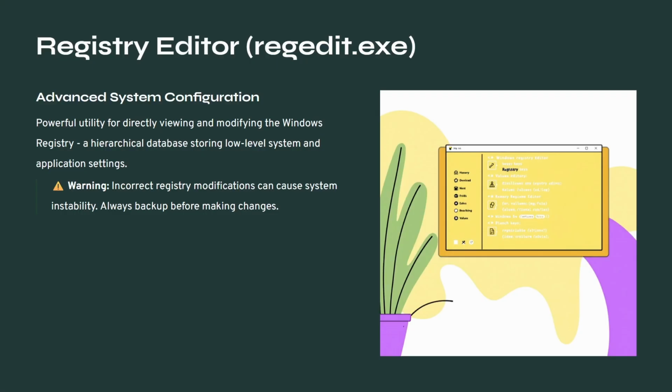Okay. Registry editor. So this is advanced system configuration. Be careful with this one. It's a powerful utility for directly viewing and modifying the Windows registry, which is a hierarchical database storing low-level system and application settings. If you do not manage this correctly, you can cause significant system instability. So make sure you back this up before making any changes. All right. But just know, registry editor is what you can use to manage, change, modify the Windows registry. Okay. And you've got to be really careful with it.